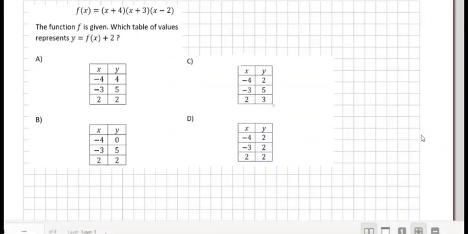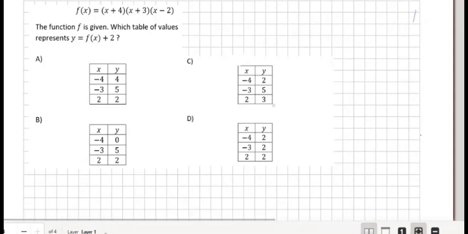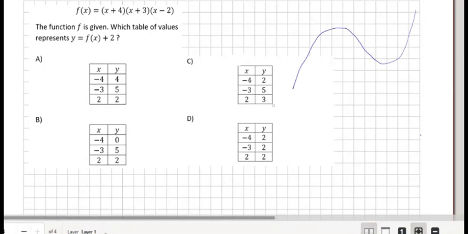This function f of x equals (x plus 4)(x plus 3)(x minus 2), these three factors multiplied together. This means that we have a cubic function because we have x multiplied by itself 3 times. x times x times x gives you x to the power of 3. And this can be represented on the xy coordinate plane, something like this. This is the way to draw that cubic function.